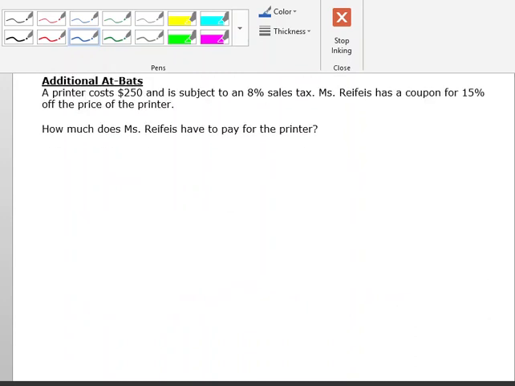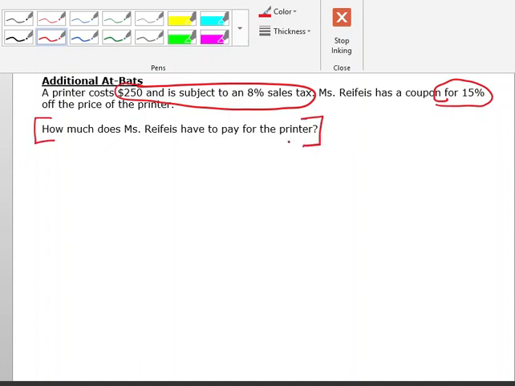All right. My printer costs $250 and is subject to an 8% sales tax. Miss Raiffeis has a coupon for 15% off the price of the printer. How much does Miss Raiffeis pay for the printer? So here's the question. Do I do 250 plus 8% and then take off the 15%, or do I take off the 15% from 250 and then add the sales tax?